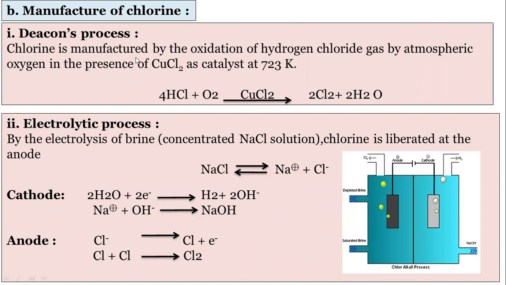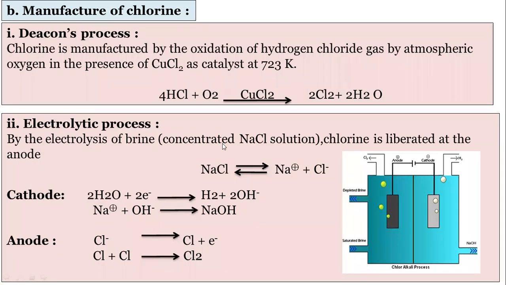So this method is very important. Remember, it is asked for 1 mark: write the method of manufacturing of chlorine by Deacon's process. Then this method we also learned in 11th standard, the electrolytic process. The electrolysis of brine, which means a concentrated NaCl solution, salt solution.